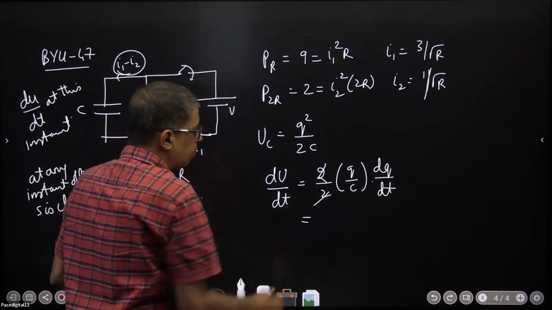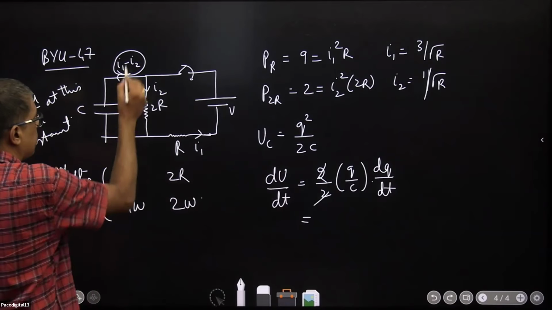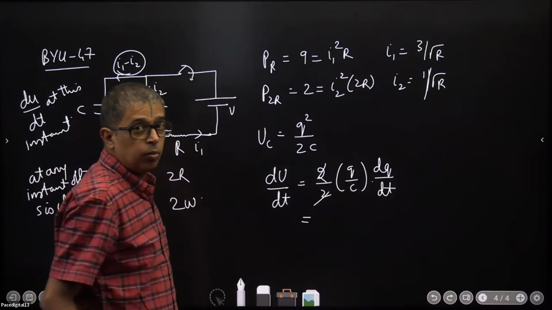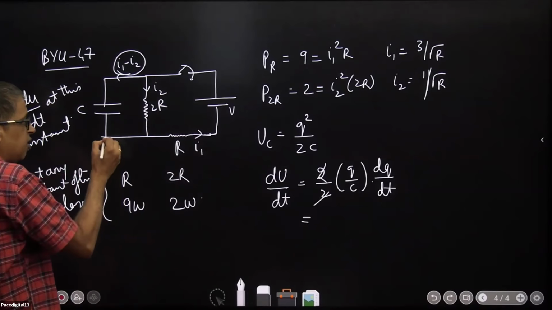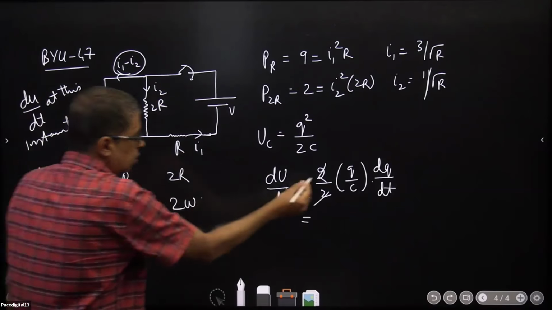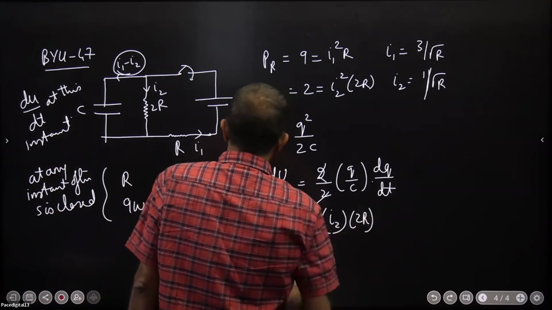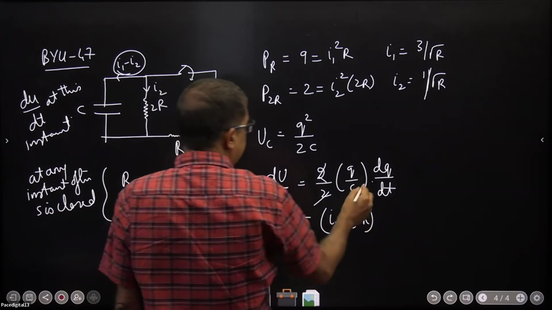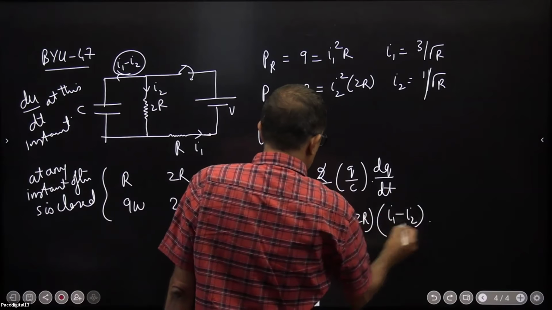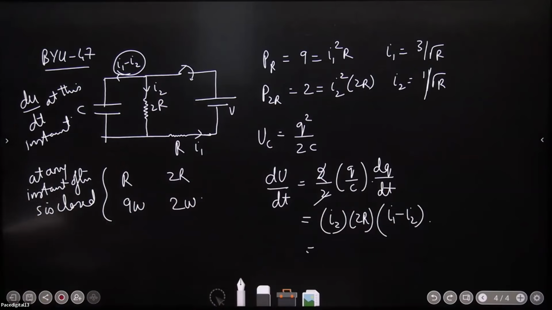See the smartness and simplification. dQ by dt through the capacitor will be I1 minus I2. You know I1 and I2. How will you get Q by C? Q by C is the potential difference across this, which should be equal to the potential difference across this. Q by C will be I2 into 2R. dQ by dt will be equal to I1 minus I2. Substitute I1 and I2 in this equation, you should get 4 watts.